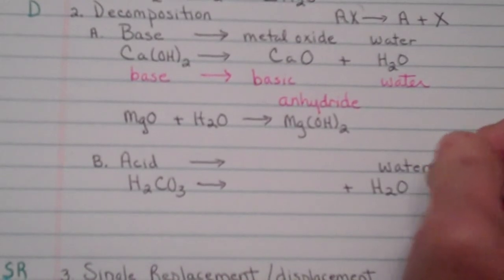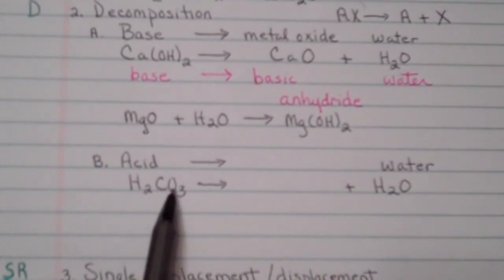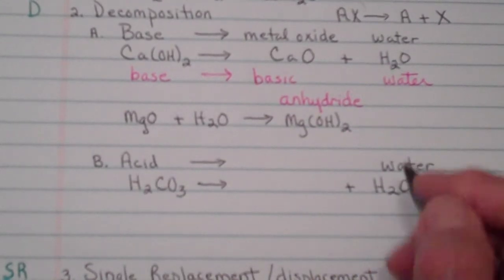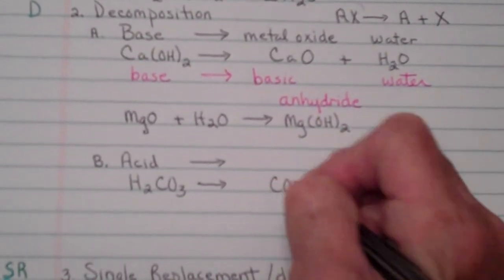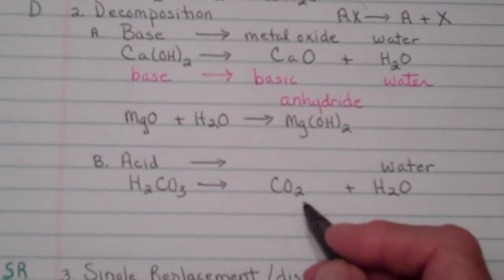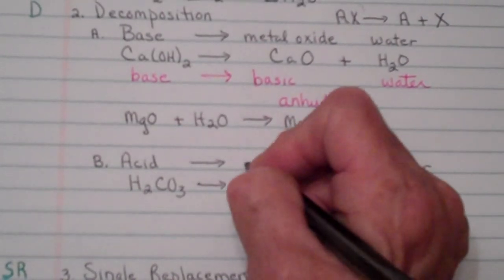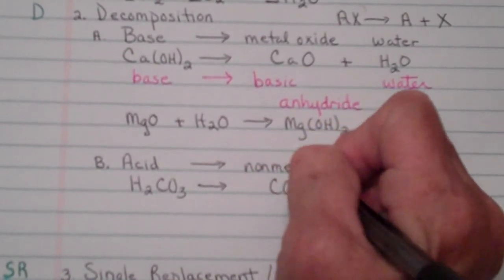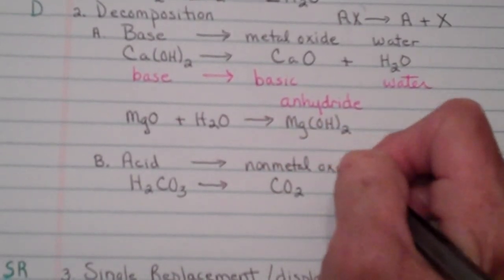Now, what is the other component? Well, let's take H2 and an oxygen out of this formula, and what we're left with is CO2. In this case, the product that we're forming here is a nonmetal oxide.